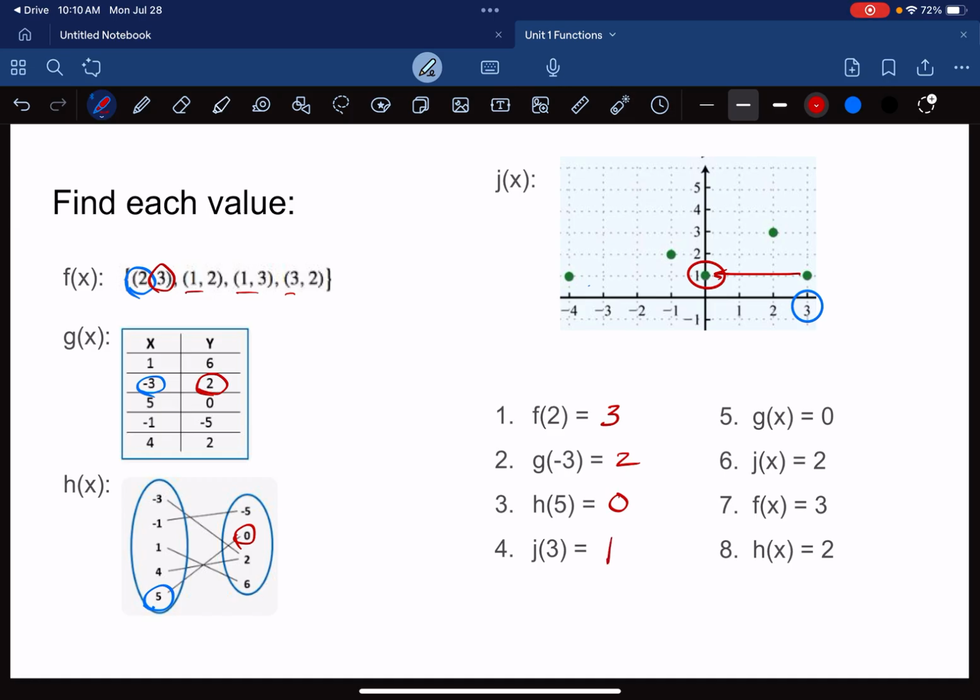Okay, now you try number 5. What's g of 0? Oh, excuse me. This is now saying the output is 0. What's the input? So what x value gives me an output of 0? Well, here's 0, and it came from an input of 5. J of x, an output of 2, came from an input of negative 1.